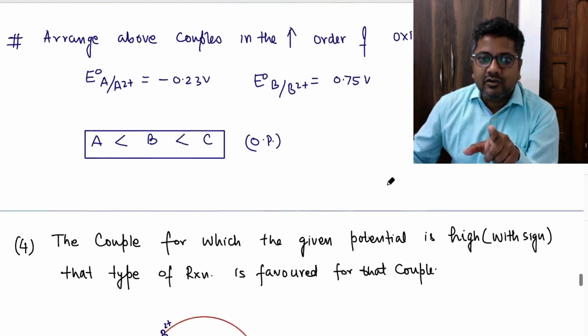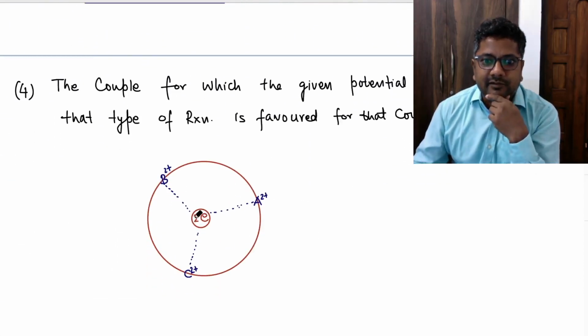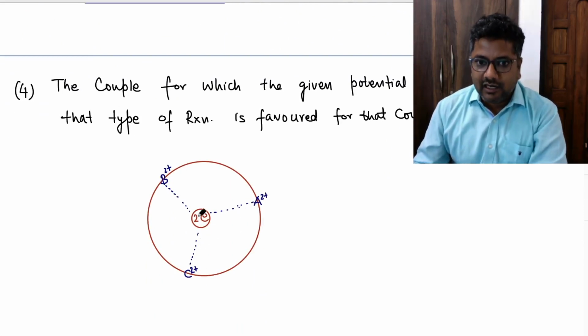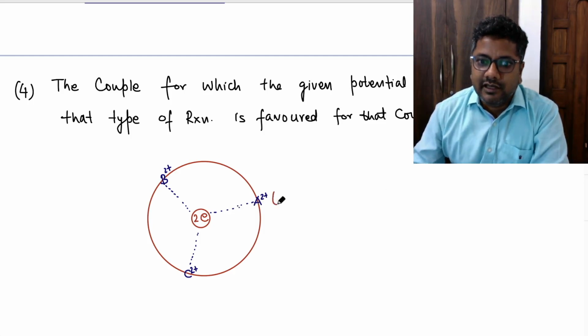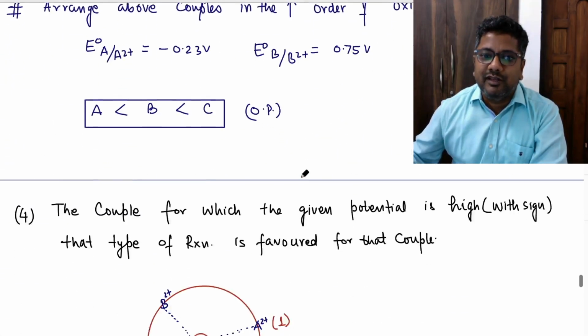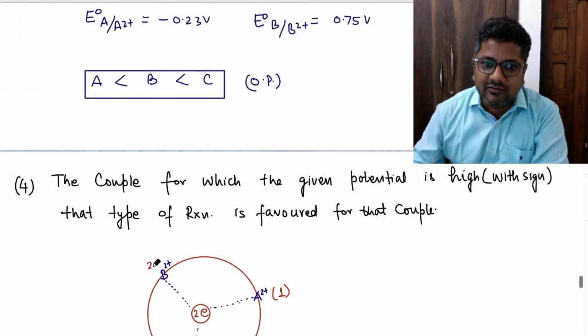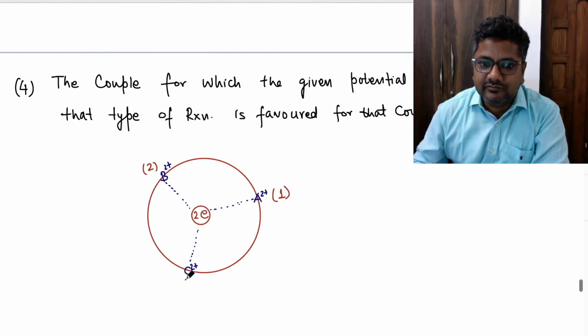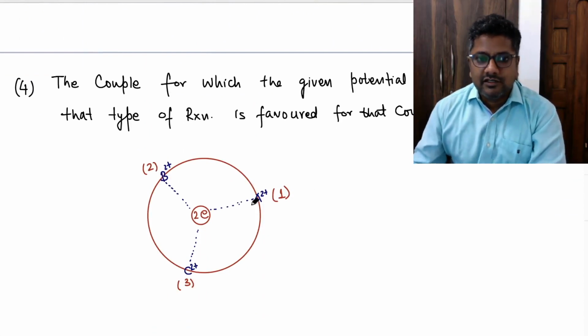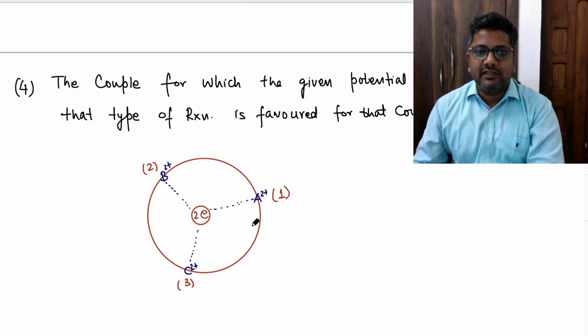See, if this electron is kept in the center at equal distance from these three, and all are approaching these two electrons, which one is the winner? Number one is A2 plus. Number two is B2 plus. And this is number three. Right, so which one is the winner?